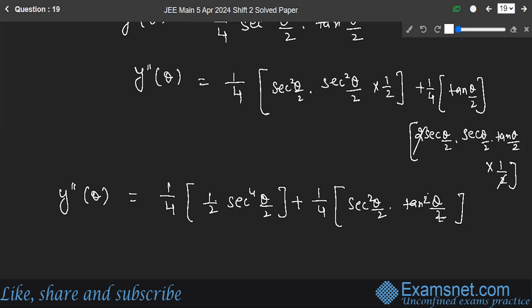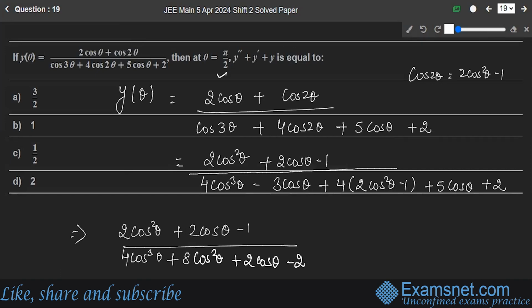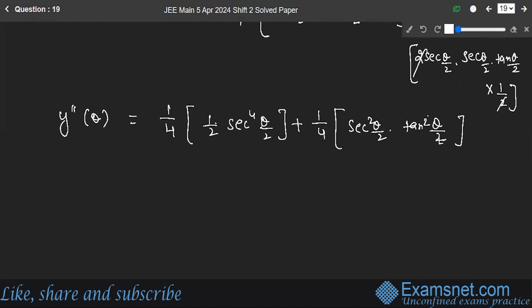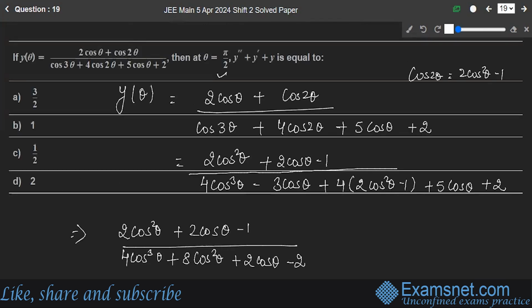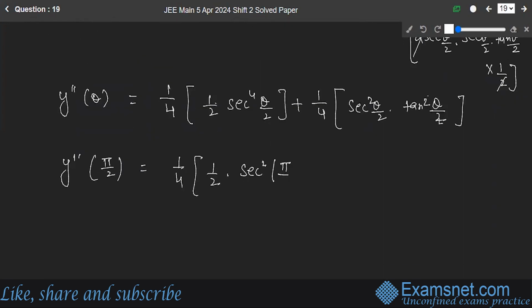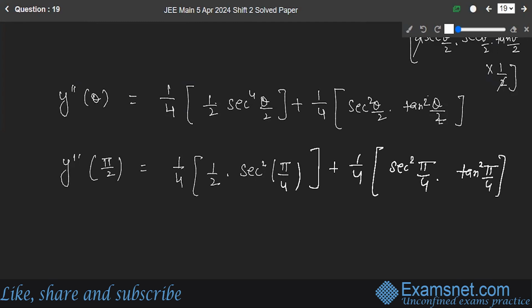Now what you have to find out? You have to find out at theta is equal to pi by 2. You have to find out this value. First of all, y dash of pi by 2. This will give me 1 by 4, 1 by 2, secant power 4, pi by 4, right? Plus 1 by 4, secant square pi by 4, tangent square pi by 4.